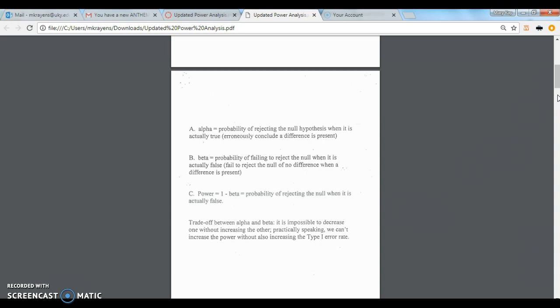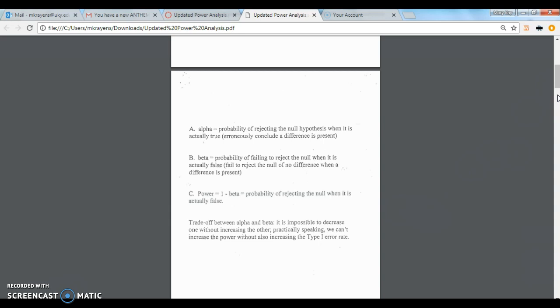Also in that same context, the other type of error is beta, which is the probability of failing to reject the null when it's actually false. So if in fact in our population of students at UK, there is a difference between men and women in terms of height, but the sample that we take and the hypothesis test that we run shows that there's not a difference, that would be a beta or type 2 error.